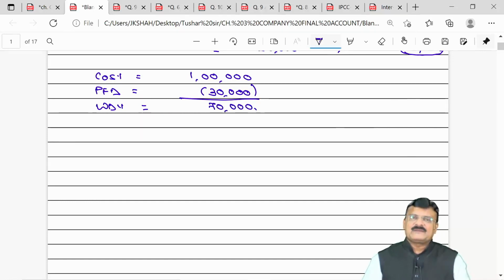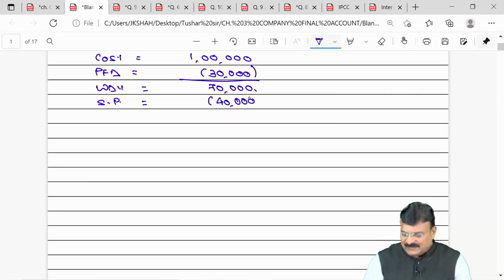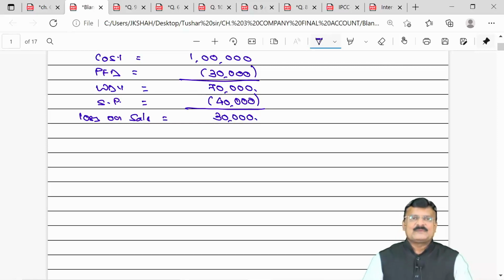My WDV will be 70,000. Right, friends? And that 70,000, look into trial balance. Okay. Suspense account of 40,000, adjustment says, represents amount received. So WDV 70,000, selling price is 40,000. What does it mean, students? There is a loss on sale of rupees 30,000.